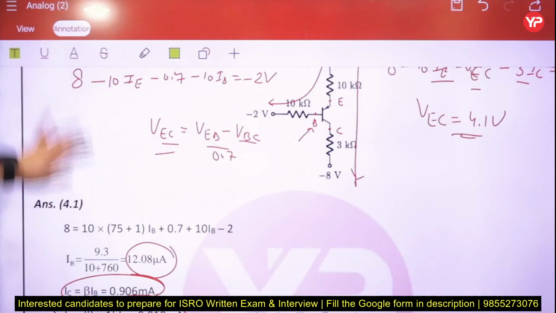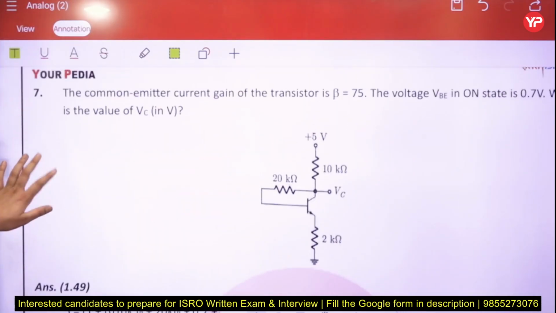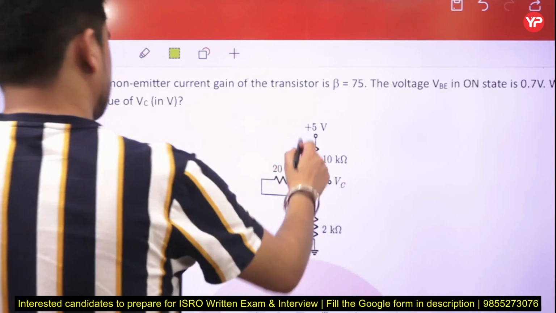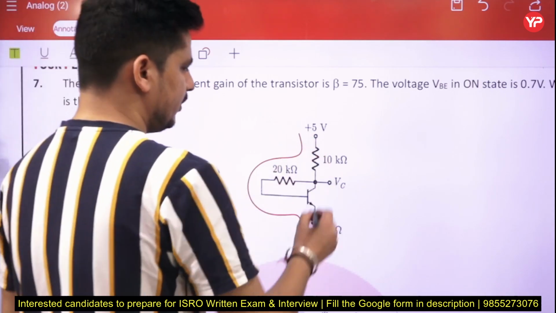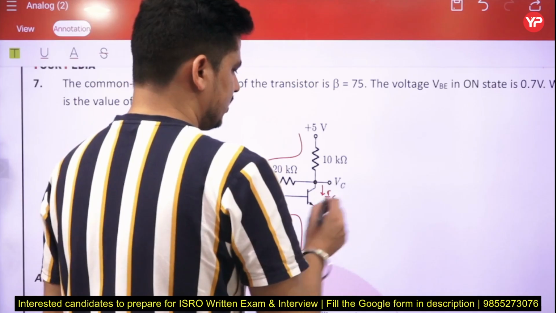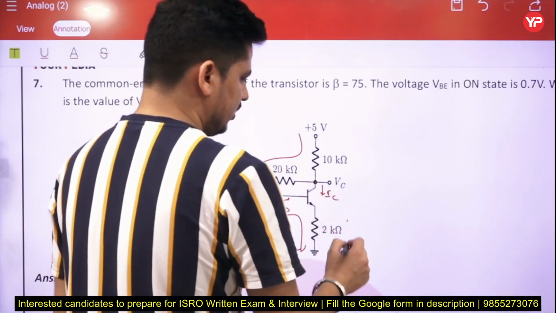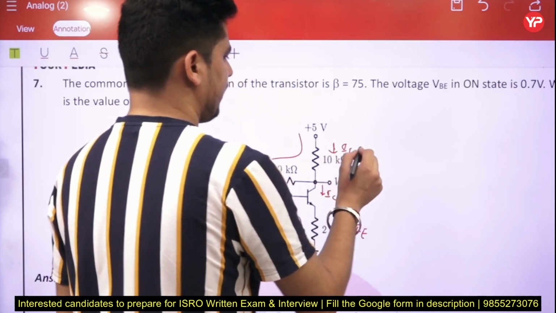Next. The common emitter current gain of a transistor, beta, is given, VBE is 0.7. We have to calculate the value of VC. Again, to calculate the VC, you have to apply the KVL in this loop like this. Remember, the IC current is going inside this transistor and the IB current is going here. So basically the current here is IE, and the same current is here, that is IE.